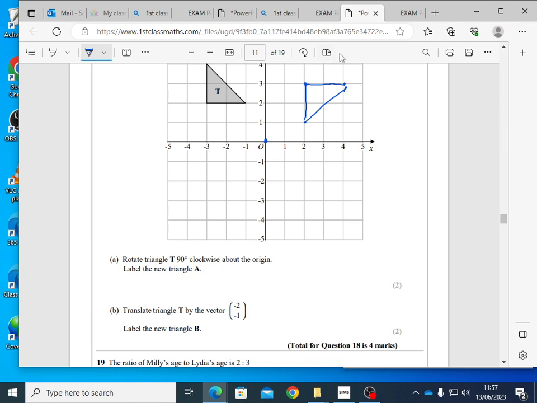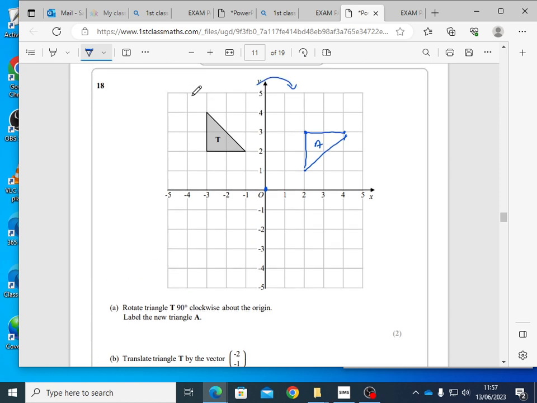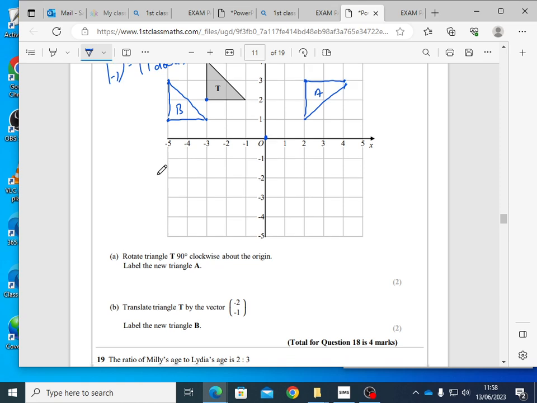Translate, that'll be a better one. I'm going to label it triangle A. Triangle B: translate by the vector -2, -1, label it B. So basically you're shifting it backwards, then down. Take this spot: -2 means go back 2, then go down 1. This corner, go back 2, down 1. So that gets translated to here, and that's B. -2, -1 means 2 to the left and 1 down. If they're positive, it'll be to the right, and up. Just bear that in mind.